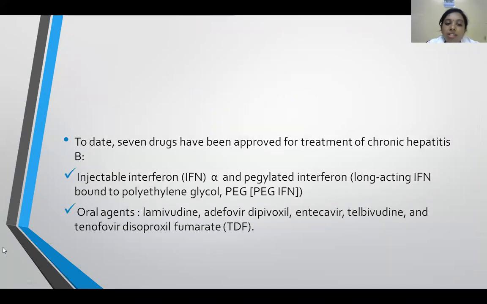Now, as of date, 7 drugs have been approved for treatment of chronic hepatitis B. That is injectable interferon alpha and pegylated interferon, that is long-acting interferon bound to polyethylene glycol. Oral antiviral agents are lamivudine, adefovir dipivoxil, entecavir, telbivudine, and tenofovir disoproxil fumarate. You have to remember the names. These are all used nowadays. Okay.